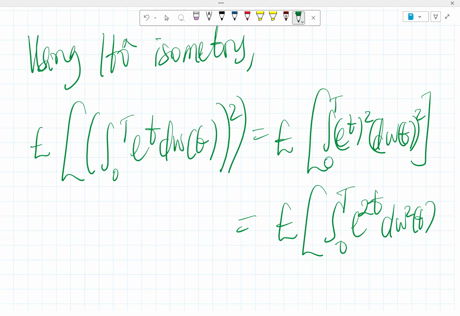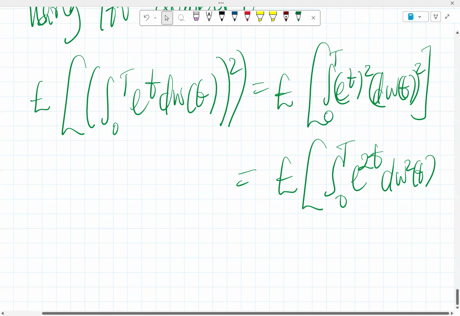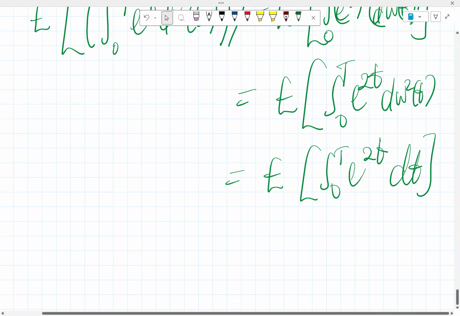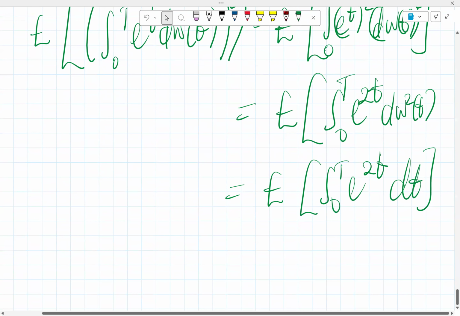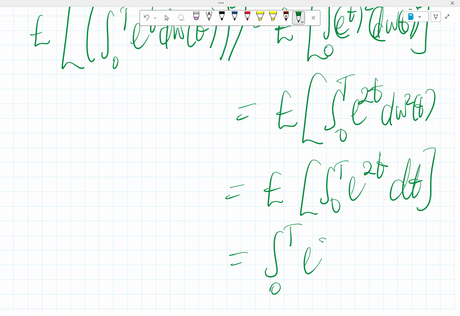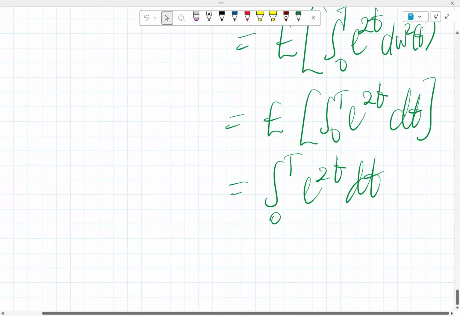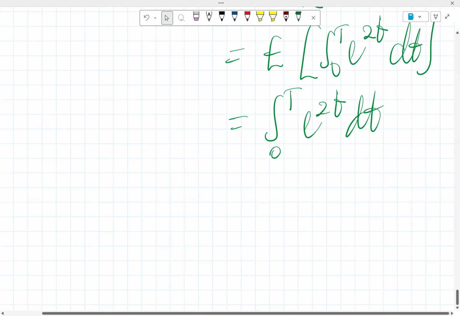And then we know that dW squared is equal to dt. So that will be the expected value of the integral from 0 to T of e raised to the power 2t dt, and that's what we have left. So we have the integral from 0 to T of e^(2t) dt, which we can then easily integrate.